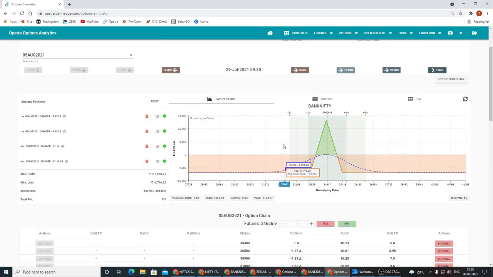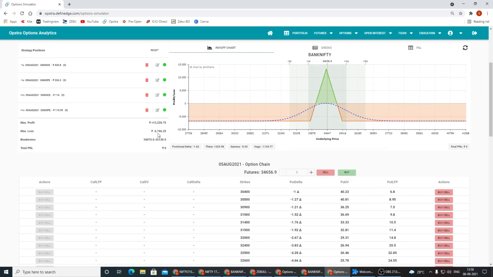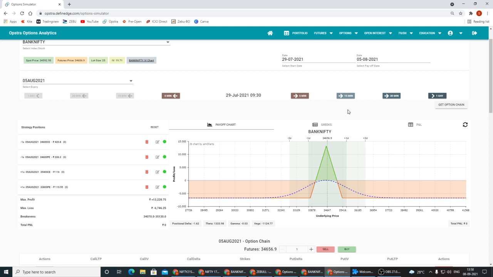So this is our payoff diagram. Maximum loss is 6,700 and maximum profit is 13,200. So we will go forward and we will do the adjustments.